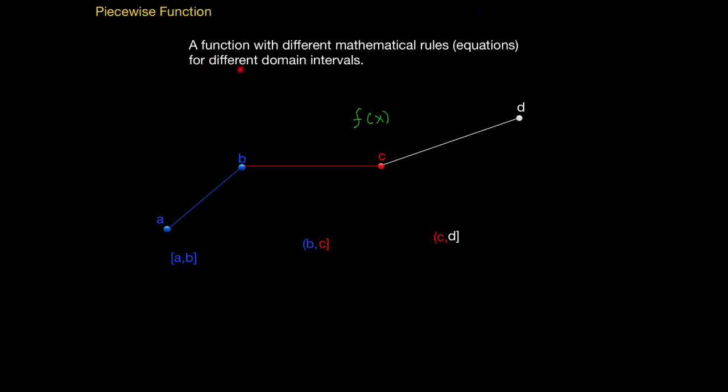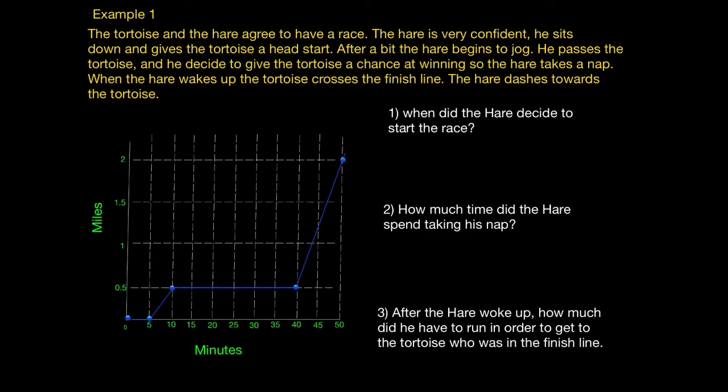That's what this last part means, so that each piece has a different domain interval. So this blue part, the interval is from A to B. This red part is from B to C, and then this white part is from C to D. But before we begin to talk about the technicalities, let's practice a little bit more with examples on how to evaluate these functions. Now here, example 1.